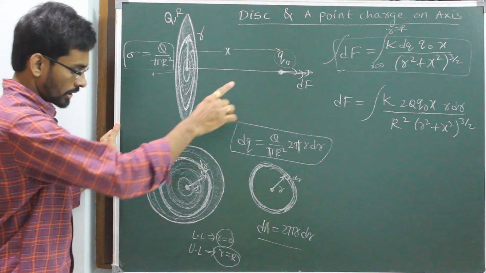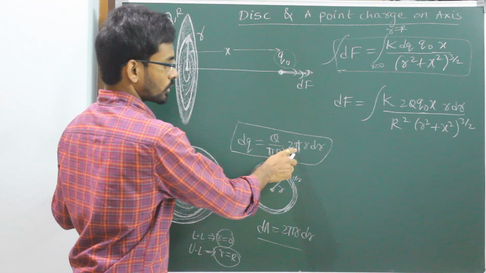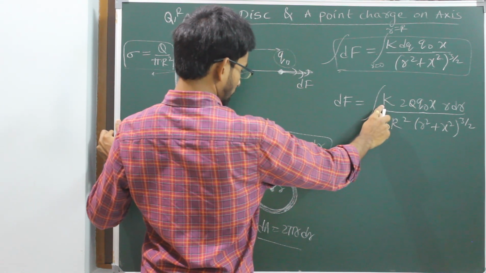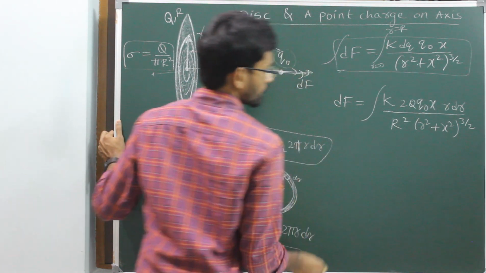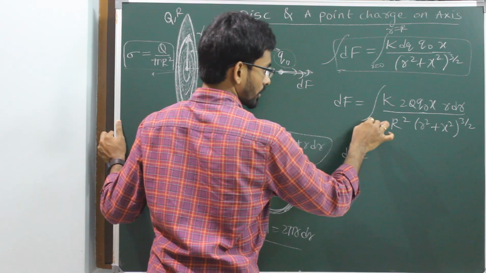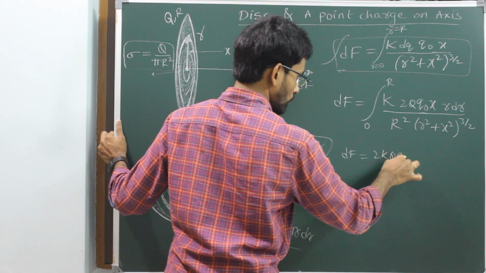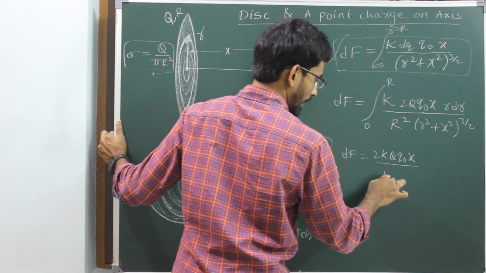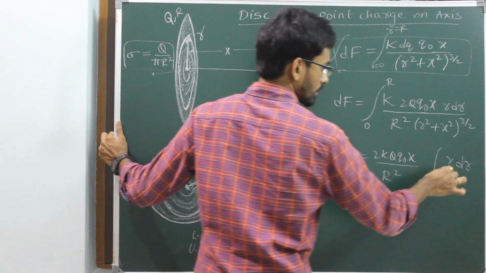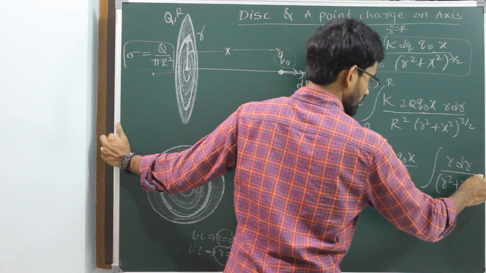Check whether you have got all the variables or not. So dq will be capital Q by R square into 2r dr. So 2Q into k, yes, from here we can take the constants out. So F will be, from r equals 0 to capital R, I can take 2k into capital Q into q naught into x, everything is constant, by R square, out. So the integral of r dr by (r square plus x square) whole power 3 by 2.